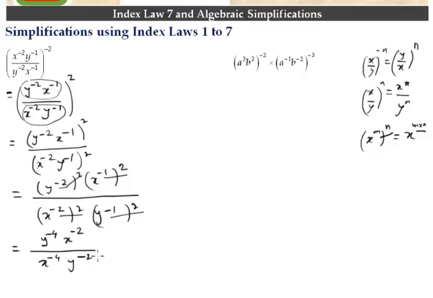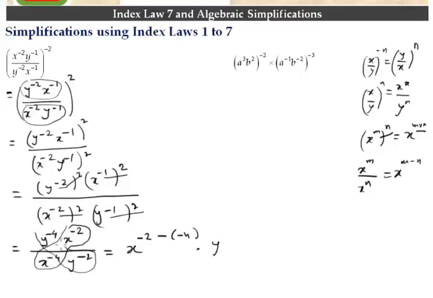Now here we have x to the power minus 2 and x to the power minus 4, so we use the division formula. That means x to the power m division x to the power n is x to the power m minus n. So for x, the numerator power is minus 2, then a minus, and the denominator power is minus 4. For y, we have y to the power minus 4 division y to the power minus 2, so it will be y to the power minus 4, the numerator power, minus the denominator power, minus 2.